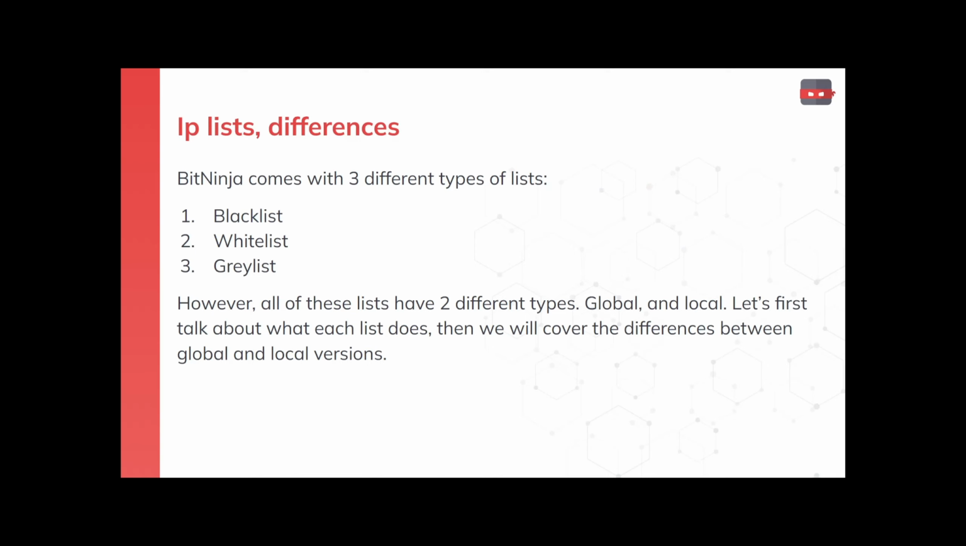And IP lists and differences. BitNinja comes with 3 different types of lists. Basically, we have our standard blacklist, whitelist, and the graylist. But all of these 3 lists have 2 different types, the global and local versions of them. First, we will go over the differences between the 3, and then we will cover the differences between the global and local versions as well, to help you understand the inner workings of it better.